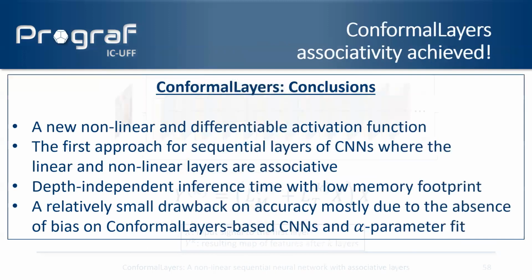We've now presented conformal layers, and here are some conclusions. We have a new nonlinear and differentiable activation function. We have the first approach for sequential layers of CNNs where the linear and nonlinear layers are associative. We have depth-independent inference time with low memory footprint. And we have a relatively small drawback on accuracy, mostly due to the absence of bias on conformal layers-based CNNs and the alpha parameter fit, which we are still working on.